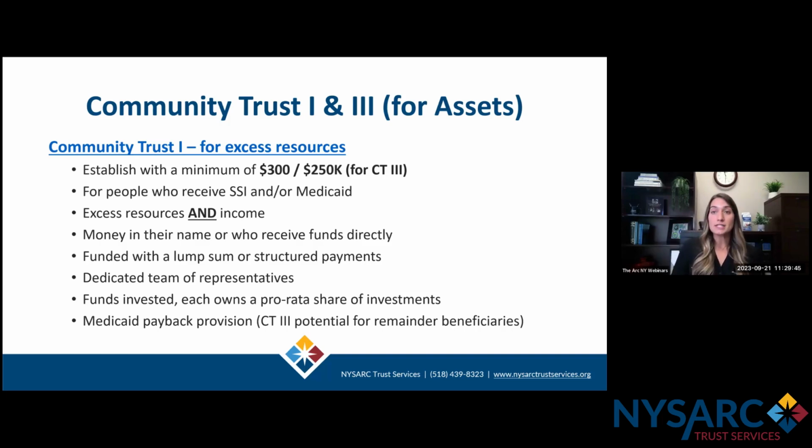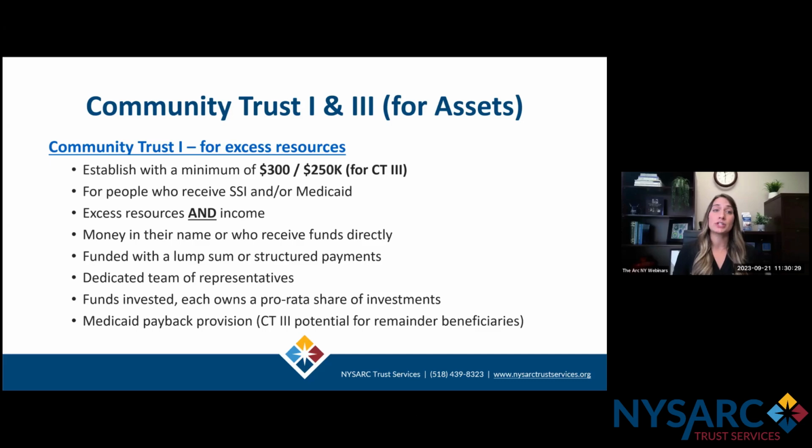For individuals that are receiving government benefits and have a windfall of money coming in, or just money building up in their bank account that might put them over the $2,000 resource limit for SSI, those individuals are generally going to use Community Trust 1. And we also have a Community Trust 3 for someone that has a higher sum of assets that needs to be spent down. So our Community Trust 1 program, like Community Trust 2, has a $300 minimum opening deposit. So again, it makes it very accessible to somebody who may be receiving $10,000 and needs to set up a trust quickly.